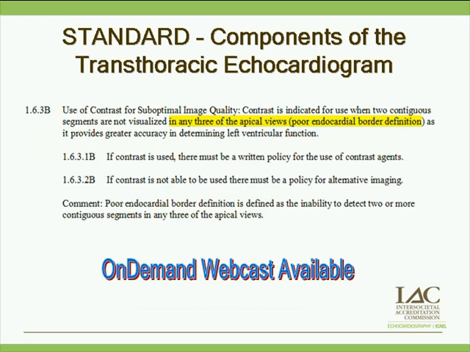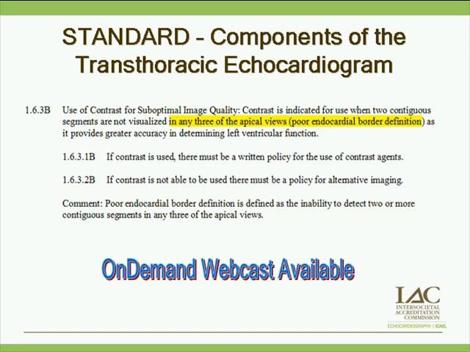The use of contrast for suboptimal image quality. Okay, contrast is indicated when 2 contiguous segments cannot be visualized in any of the 3 apical views, poor endocardial border definition, as it provides greater accuracy in determining left ventricular function. Contrast can turn a totally suboptimal, nondiagnostic test into a completely diagnostic, excellent study. So go ahead, use your contrast for those suboptimal studies.